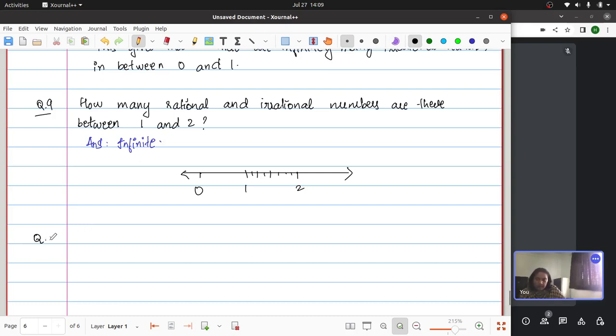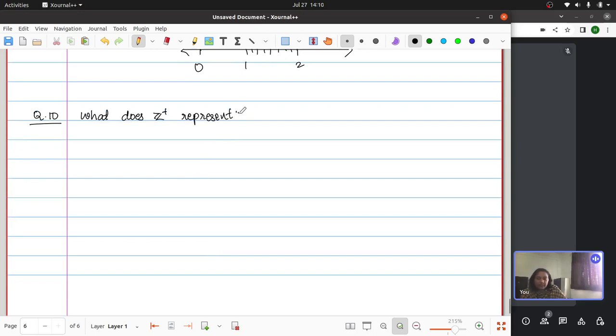Okay, and we'll look at question 10. So this says, what does Z plus represent? So we know Z is the set of all integers, and this plus denotes that we are looking at all those integers which are positive. So this would be the set of all positive integers.